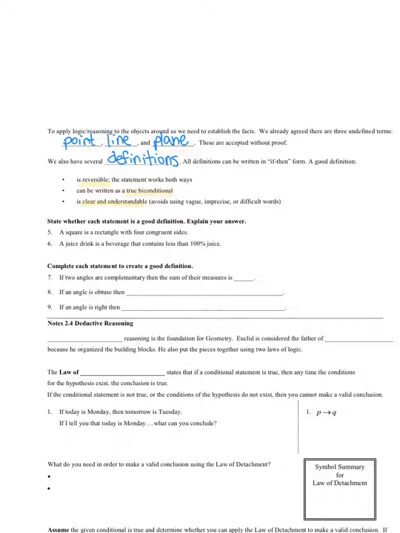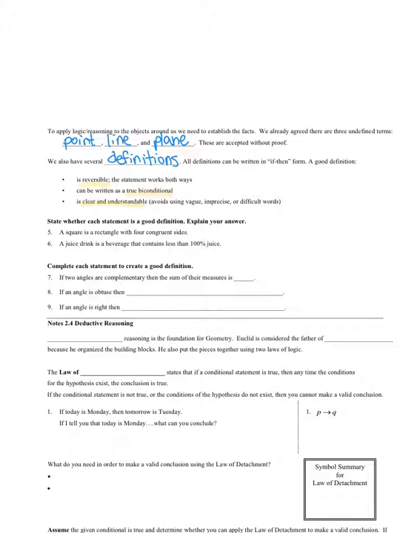So, if we read 5 and 6, it says, state whether each statement is a good definition, explain your answer. Number 5 says, a square is a rectangle with 4 congruent sides. Well, can we first write that as a conditional statement? Sure we can. If a shape is a square, then it is a rectangle with 4 congruent sides. So, we can write it as a conditional.